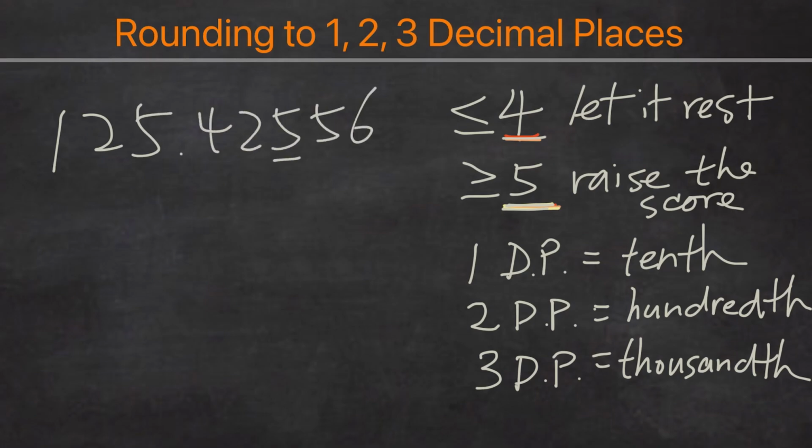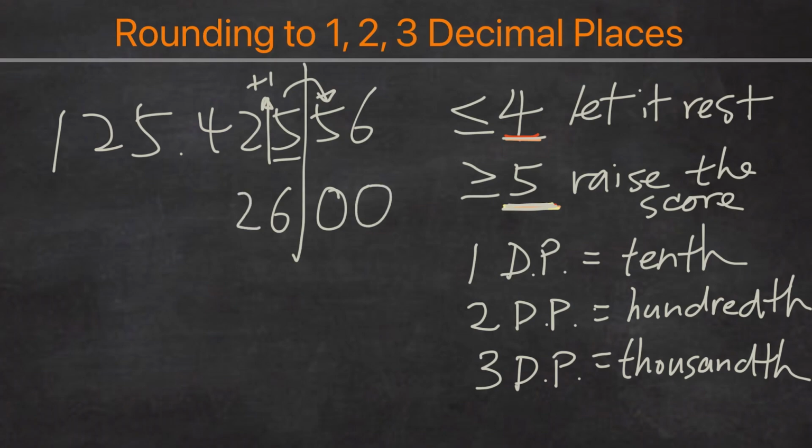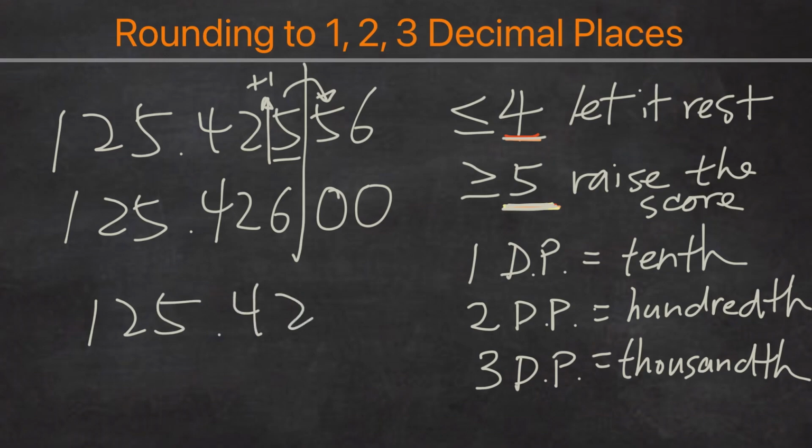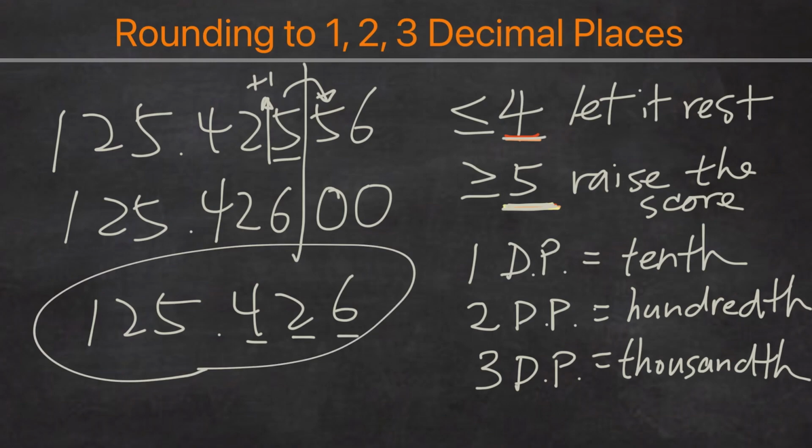125.42556. 3 decimal places is here. Draw a line. Now let's look for the number to the right. Now we have 5 again, and 5 we're raising the score, so we want to raise the score here. Plus 1, and this becomes 6. And the number 5 will become 0, as well as the number after. And the rest of the number, we would bring it down. So that's 125.426. That's 3 decimal places, and we're good.